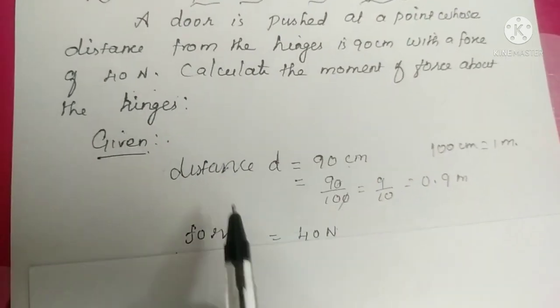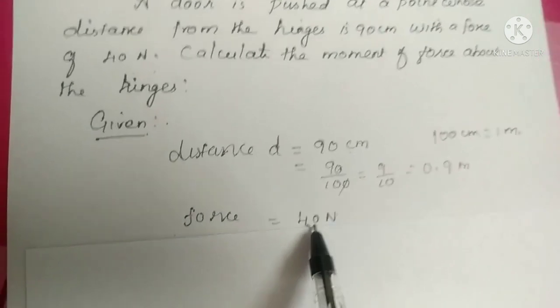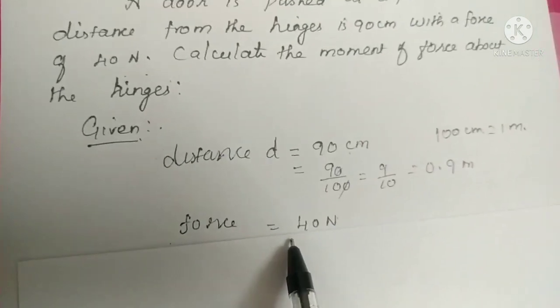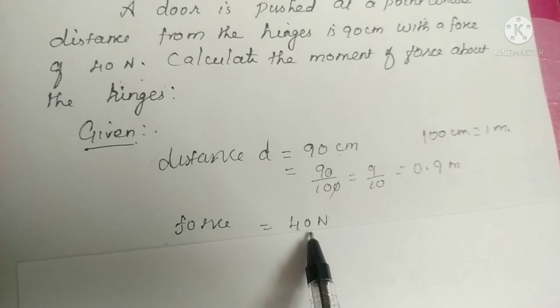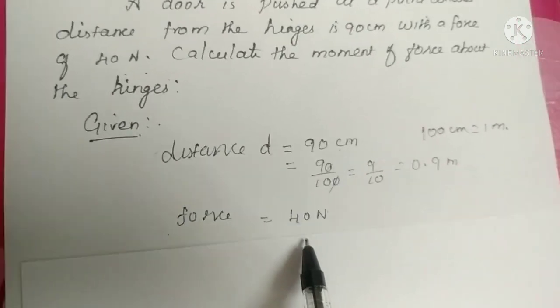Next, what is given? Force is given, isn't it? Force is equal to how much? 40 Newton. You have to write force equal to 40 Newton. So, what are we going to find?